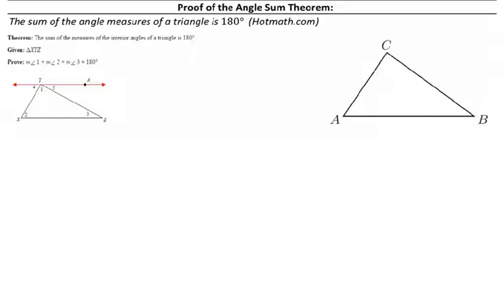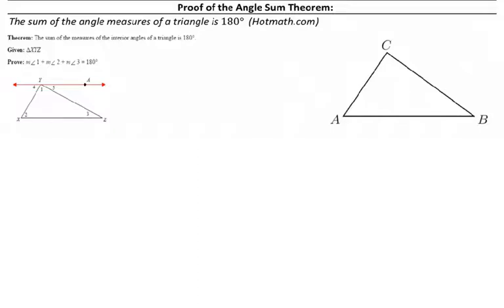The angle sum theorem says the sum of the measures of the interior angles of a triangle is 180. So what we're going to do is prove that the measure of angle 1 plus the measure of angle 2 plus the measure of angle 3 is equal to 180. So we have to prove that, okay? You see this little picture here on the left, that's going to help us do our proof.